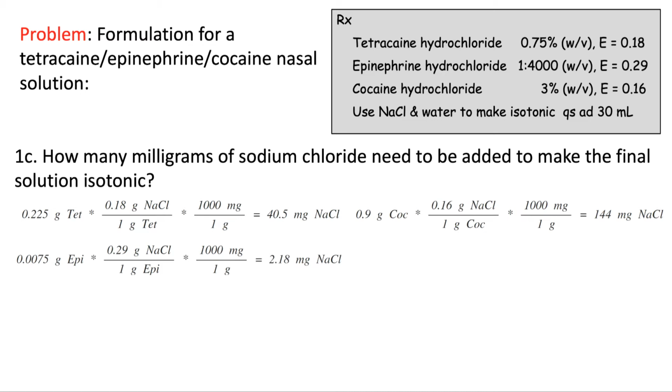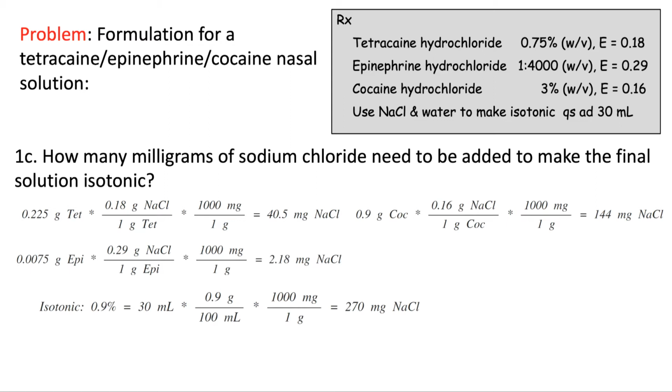Okay, so I have determined equivalent weights of sodium chloride for each of my 3 active ingredients. The next step is to know what my target is, though. How much sodium chloride do I need? Well, I'm going to base that on the fact that I know that an isotonic concentration of sodium chloride is 0.9%.